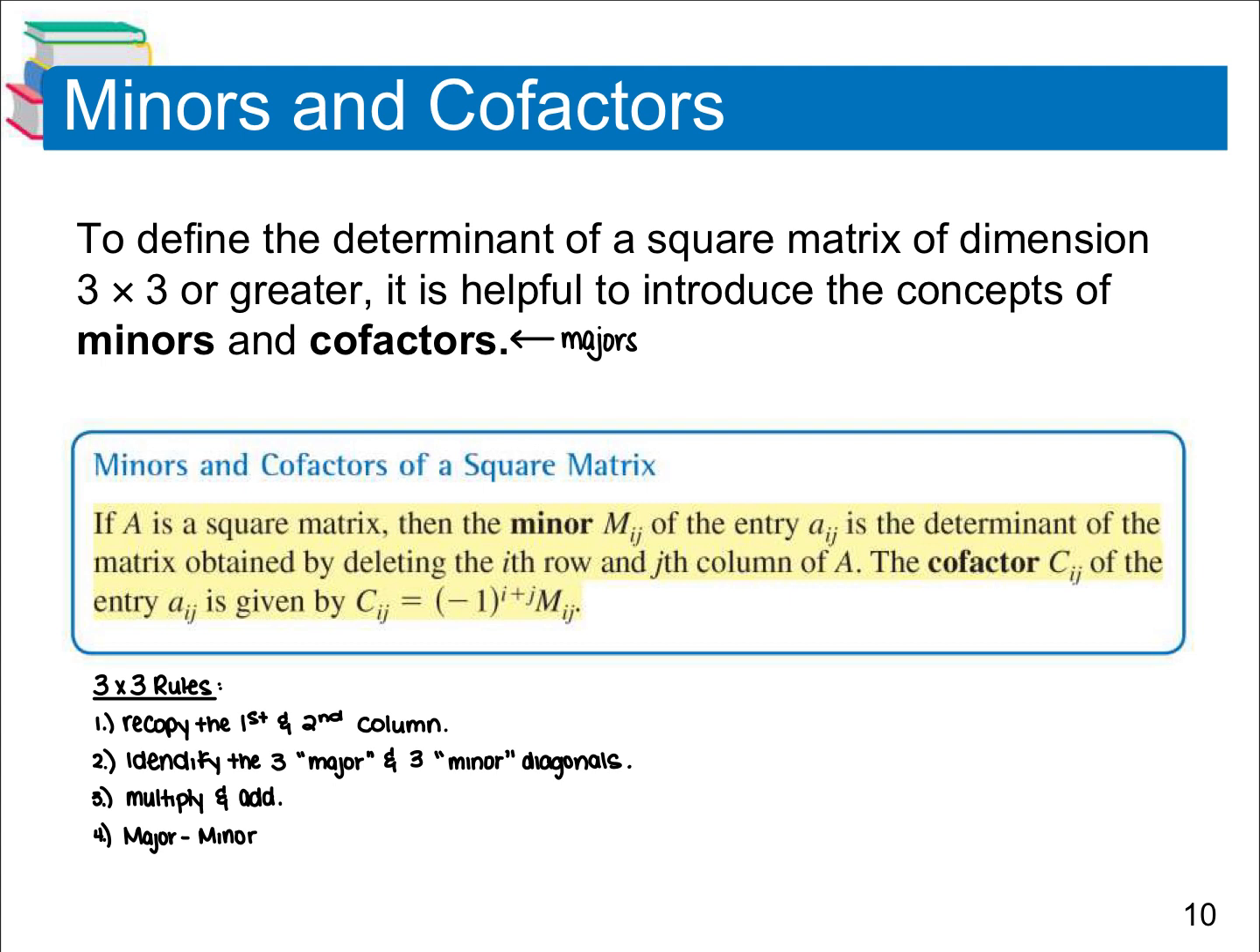Your major diagonals go from top to bottom, starting from the far left. Your minor diagonals go from bottom to top, starting from the far left. From there, you will multiply down or up within the diagonal and add those numbers. After that, to find your determinant, you will just subtract your major and your minor.